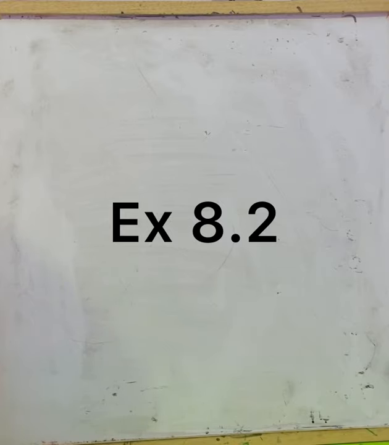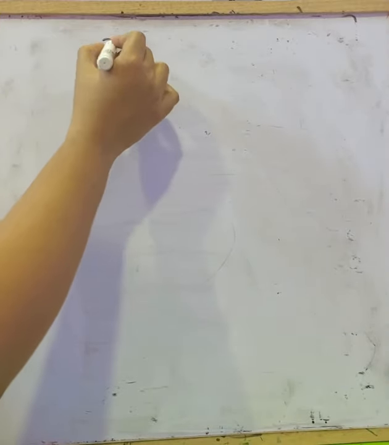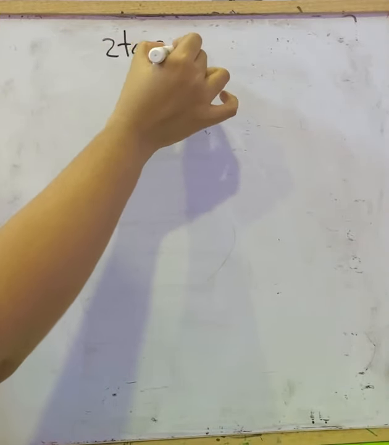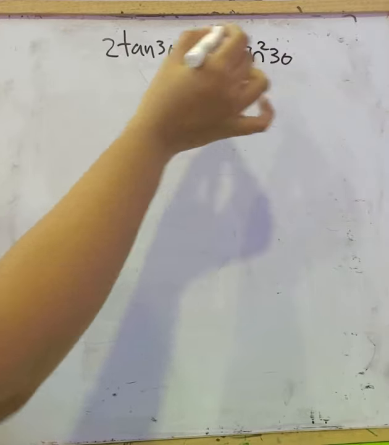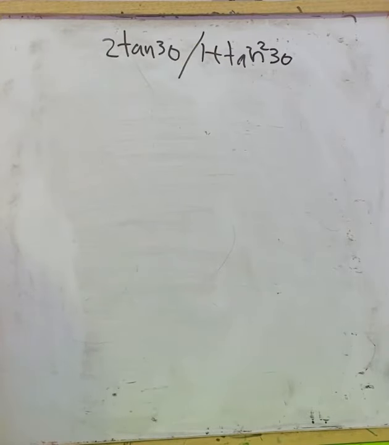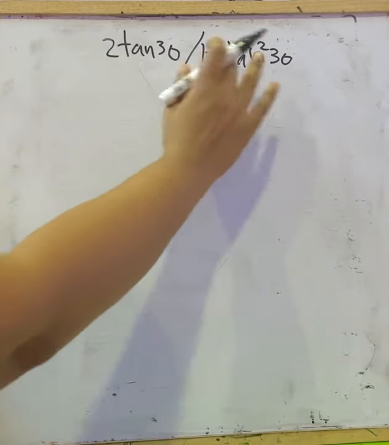Choose the correct option and justify your choice. 2 tan 30 by 1 plus tan square 30. Here we have 4 options and from that we have to choose the right answer. Before that we will do this problem.